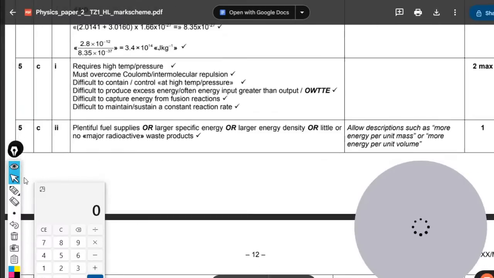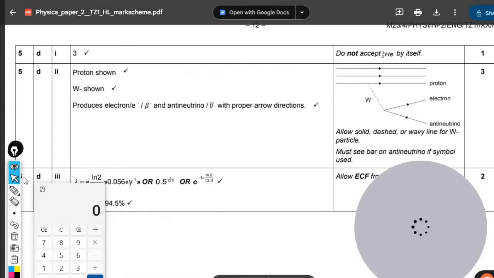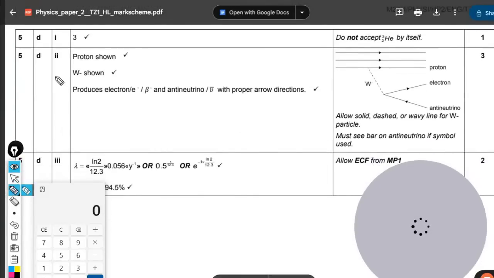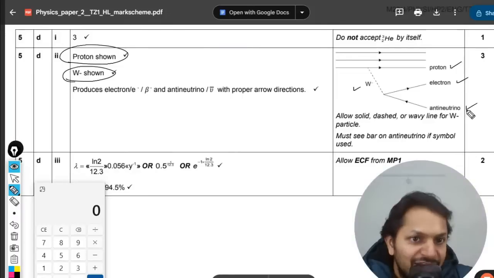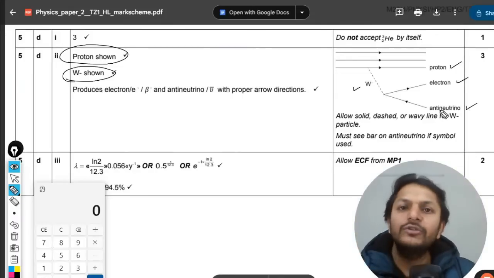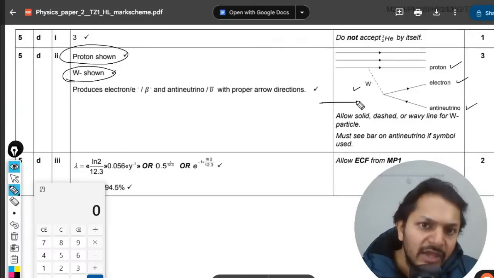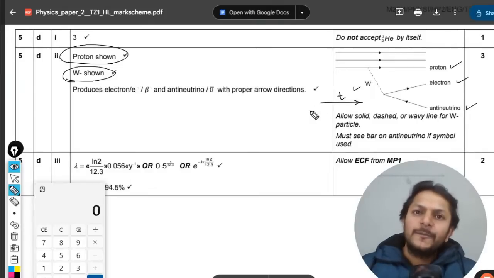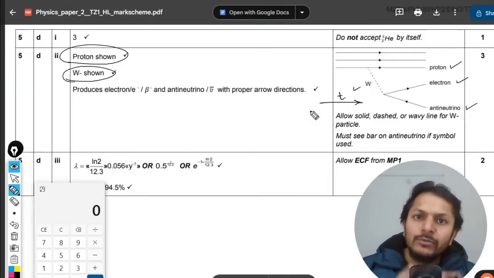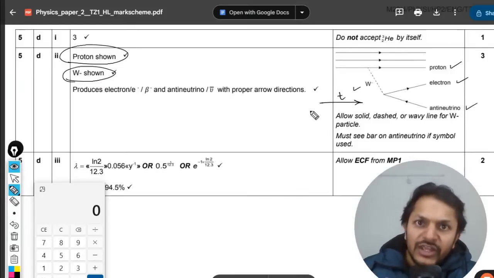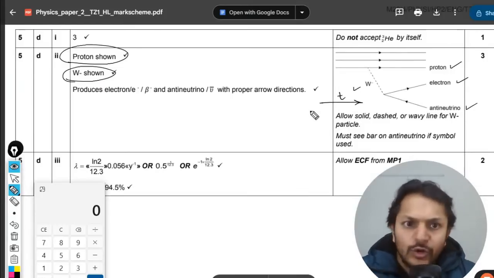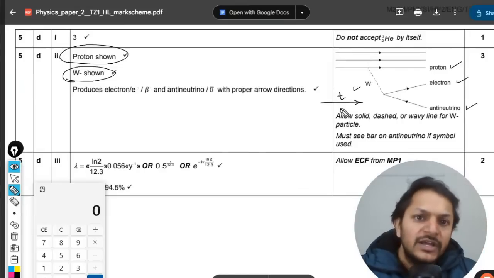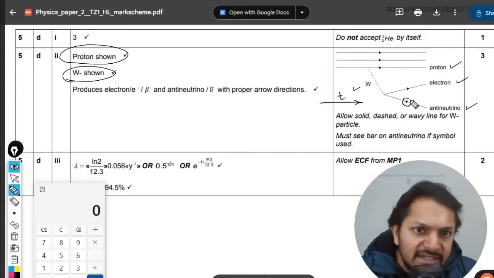Okay, so this is it. Yes, you can clearly see W negative is shown, proton is shown. So this is proton, W negative, electron, and antineutrino. Be very careful about the direction that is shown in the Feynman diagram. I have explained these Feynman diagrams in detail in paper 1 questions. If you have any problem, just go to playlist 7.3, and you can find all the questions there in complete detail. So the time is this, and you can clearly see these directions.